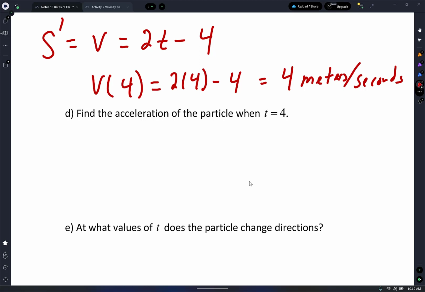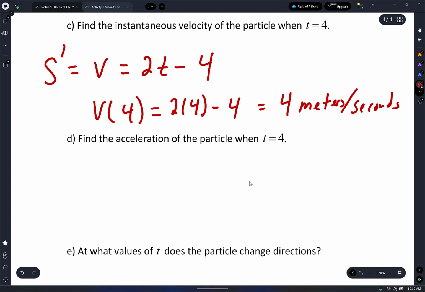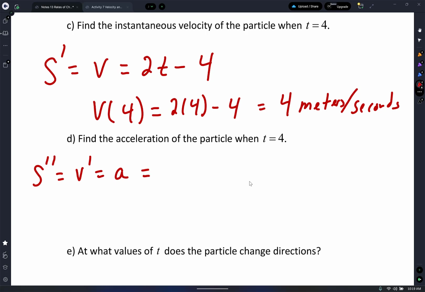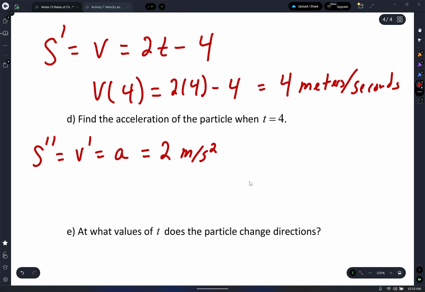Find the acceleration of the particle when t equals 4. How do I find acceleration, guys? It happens to be the second derivative of position. So I'm going to write s prime prime, which equals v prime, which equals a, equals the derivative of 2t minus 4, which is 2. And I need units: meters per second per second, so meters per second squared. Cool or not cool?